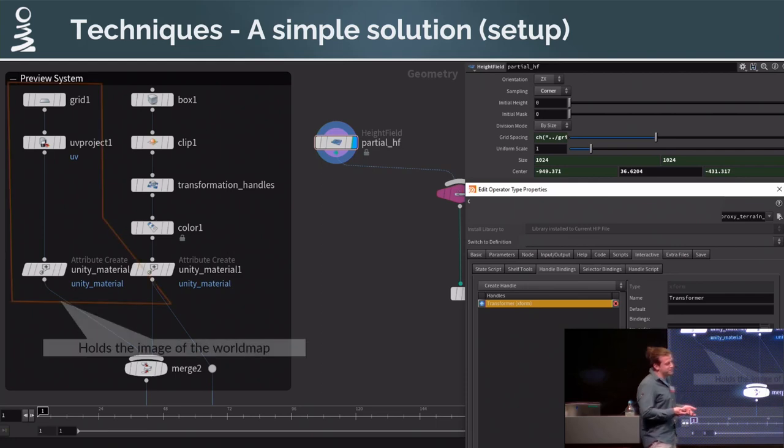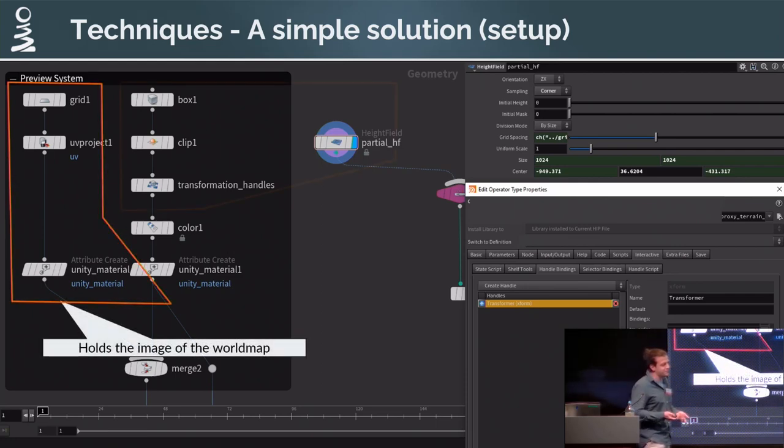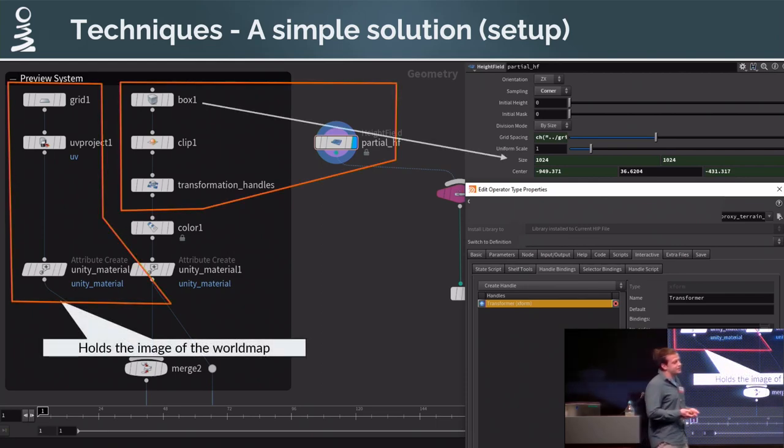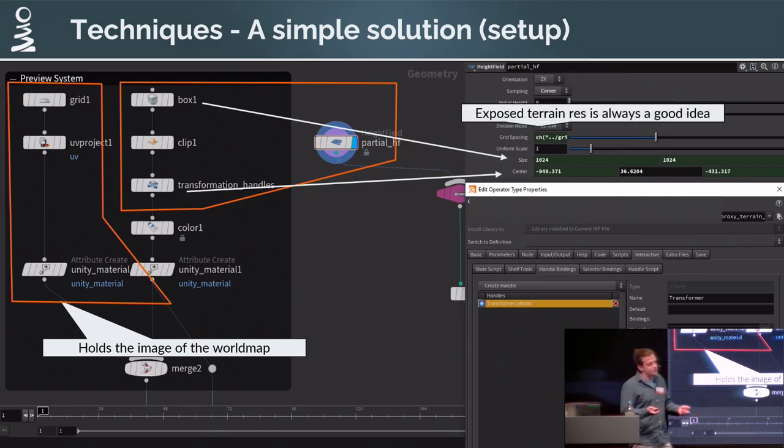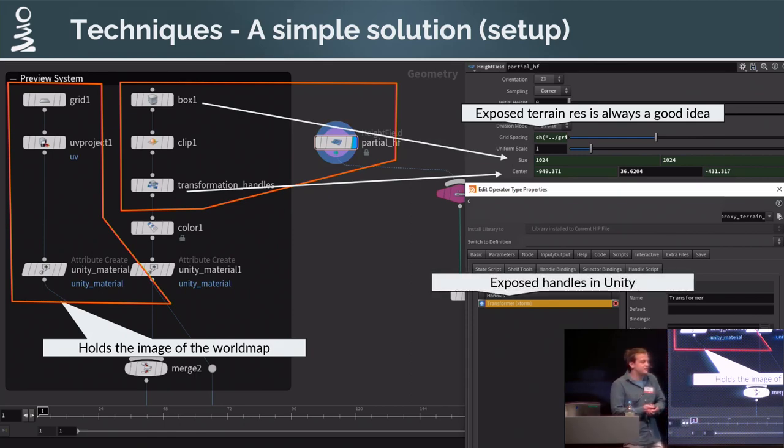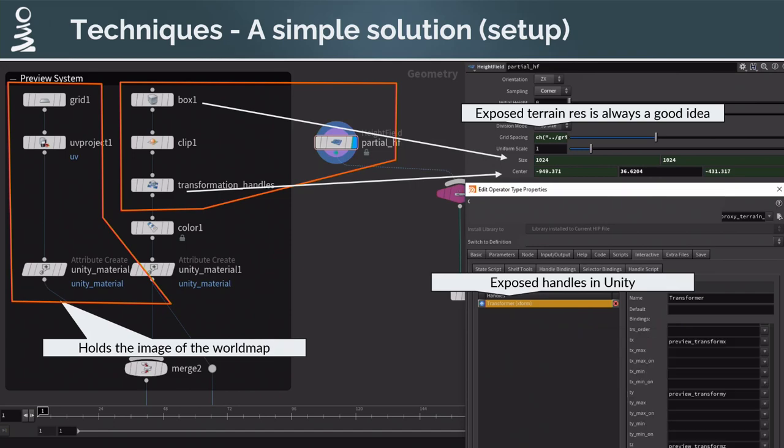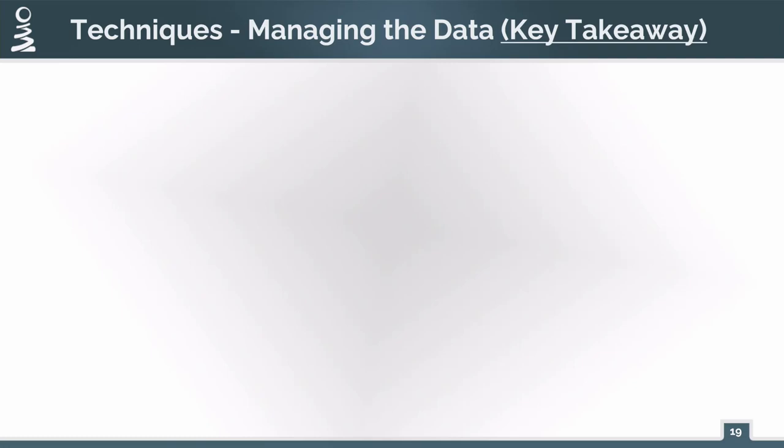That is, it's driven by a grid that just holds the image of the world map and a box where the size controls the size of the tile that you want to preview, and its center drives the center of the height field so that you can choose where you want to work. And of course, you expose the terrain resolution. It's always a good idea. And expose the handle so that the user doesn't punch in coordinates, because that's a bit unintuitive.